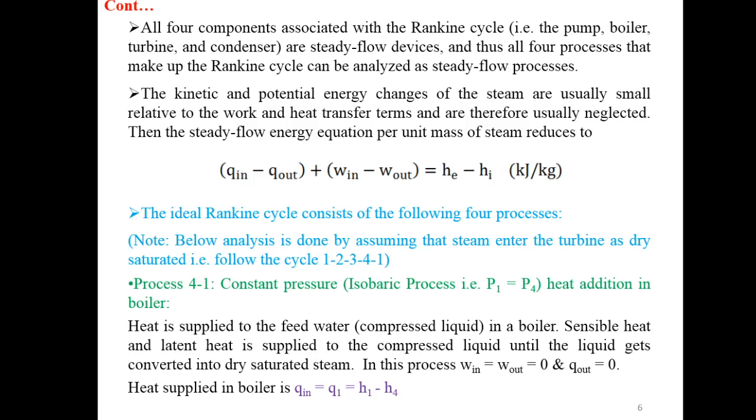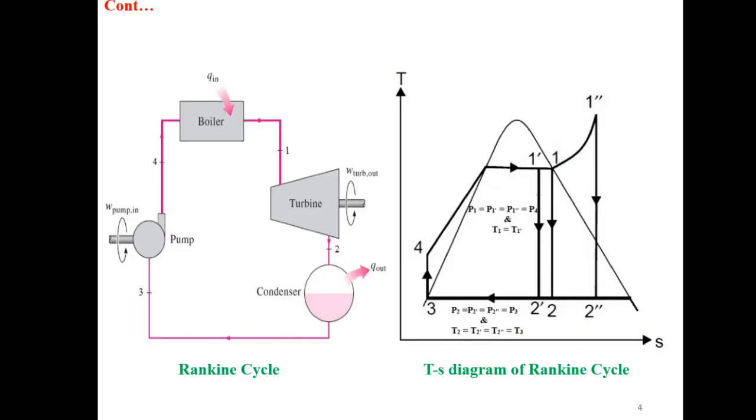The ideal Rankine cycle consists of the following four processes. Below analysis is done by assuming that steam enters the turbine as dry saturated, that is, following the cycle 1, 2, 3, 4, 1. So the first process is process 4-1, constant pressure, that is isobaric process, P1 equal to P4, heat addition in the boiler. So you can see here the first process is 4 to 1. This is a constant pressure heat addition process.